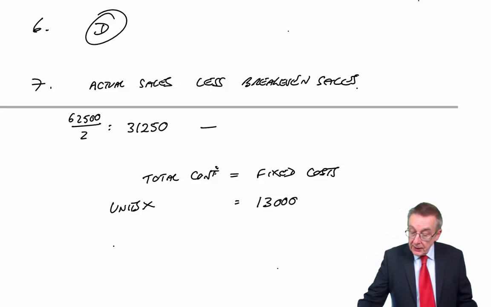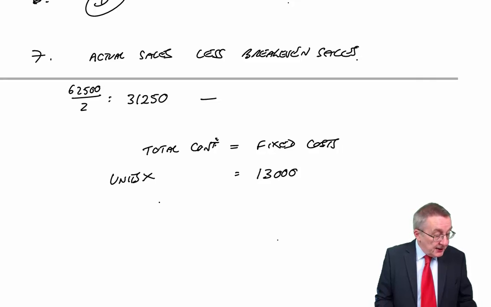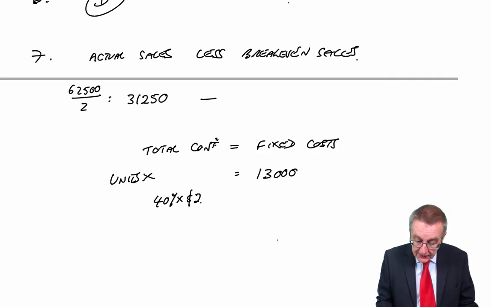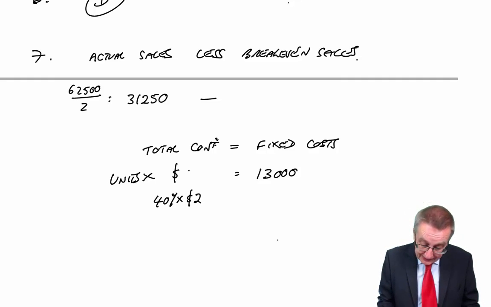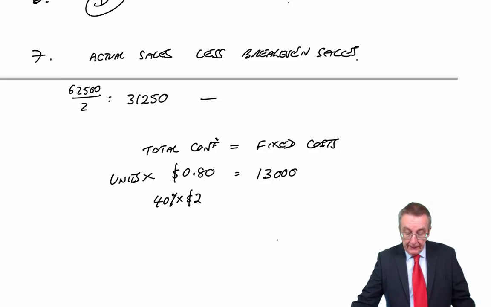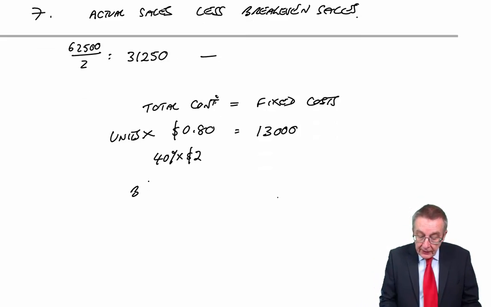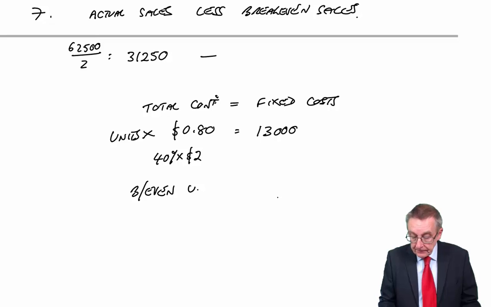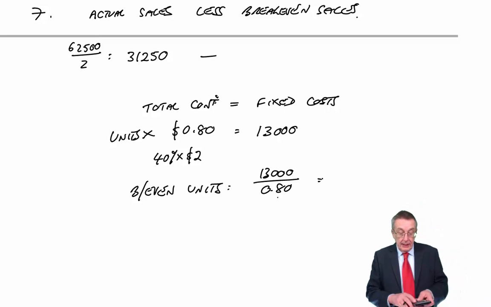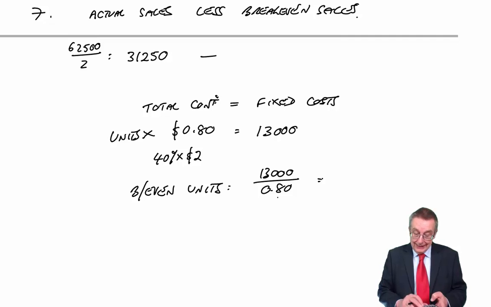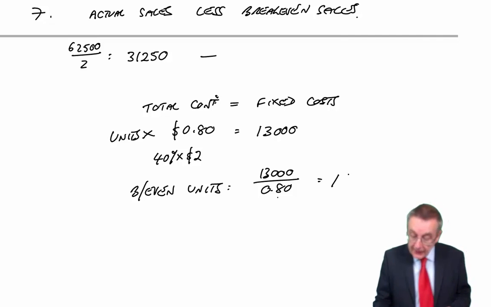What's the contribution per unit? Well, we know the CS ratio, the contribution is 40% of sales. Selling price is $2. And so 40% of 2 is 80 cents. And therefore, the break-even units, 13,000 fixed costs divided by the contribution per unit is 16,250.